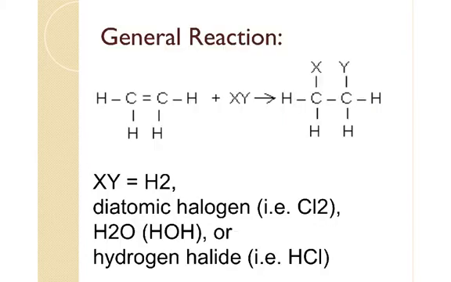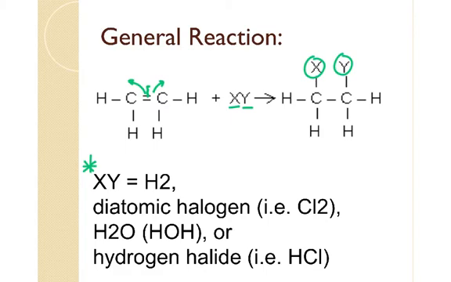So the general reaction looks like this. We have a double bond. We're going to break open that double bond and flip it up. And then there will be two new things to put on, which is the X and the Y. So again, we can do lots of different things. These are the main things we do when we do addition.